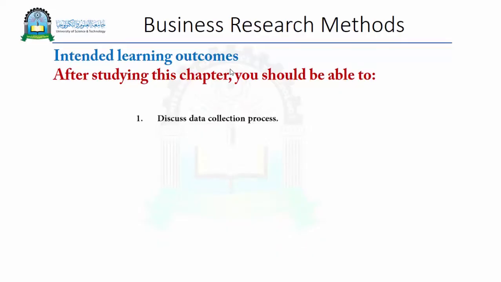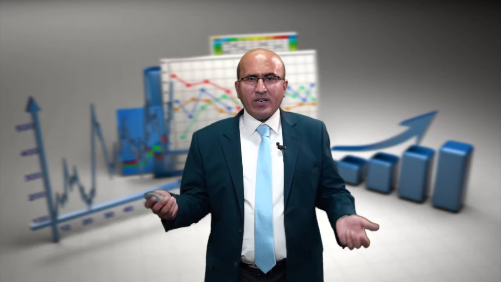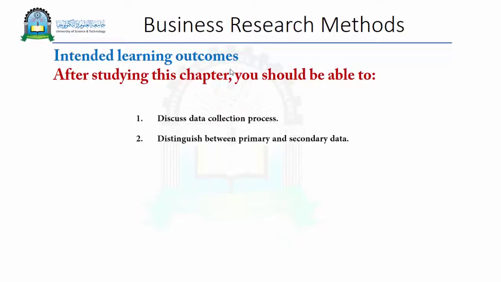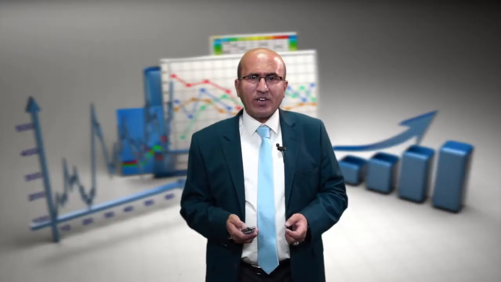For this session, the ILOs, or intended learning outcomes, are that at the end of the session the students should be able to discuss the data collection process, how they are going to collect the data, and also distinguish between two types of data. We have primary and secondary data. Secondary is data collected for other purposes, and primary is the data you collect as a researcher. Students should also be able to list advantages and disadvantages of secondary data, so an evaluation of the secondary data, and identify different methods of data collection.